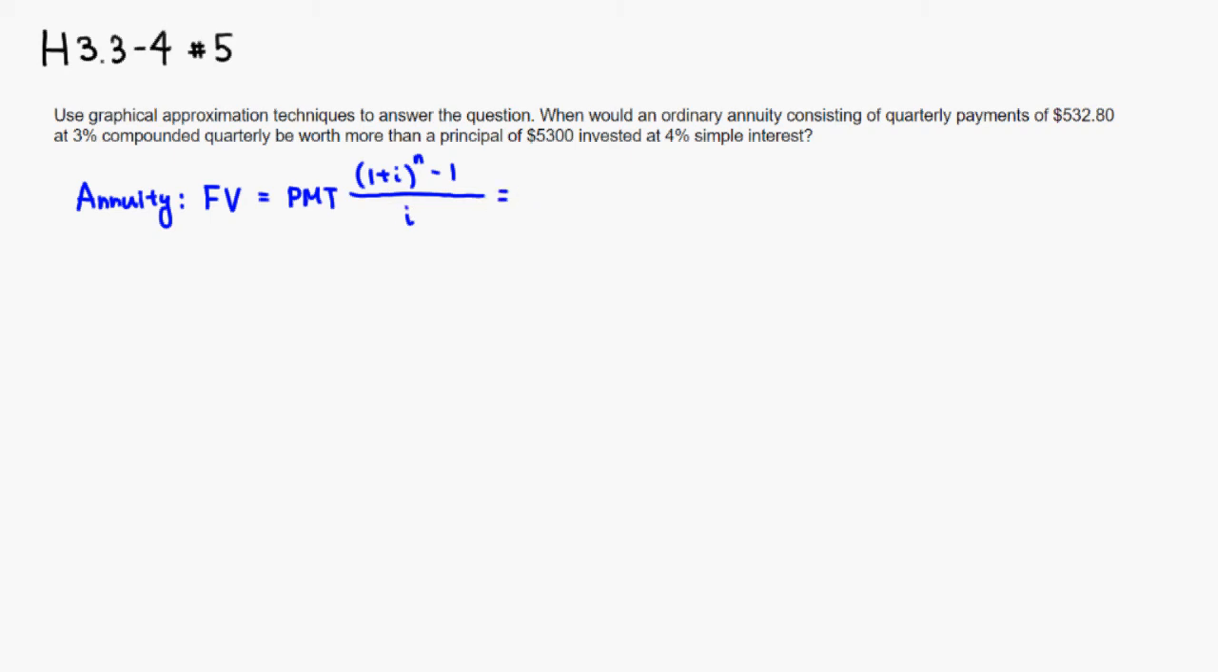Payment shows up right here. So $532.80, so it's 532.8. And then you have 1 plus i, and i is going to be here. So this is 3% compounded quarterly, which means it's 3%, so it's going to be 0.03, but it's compounded quarterly, so you divide by 4.